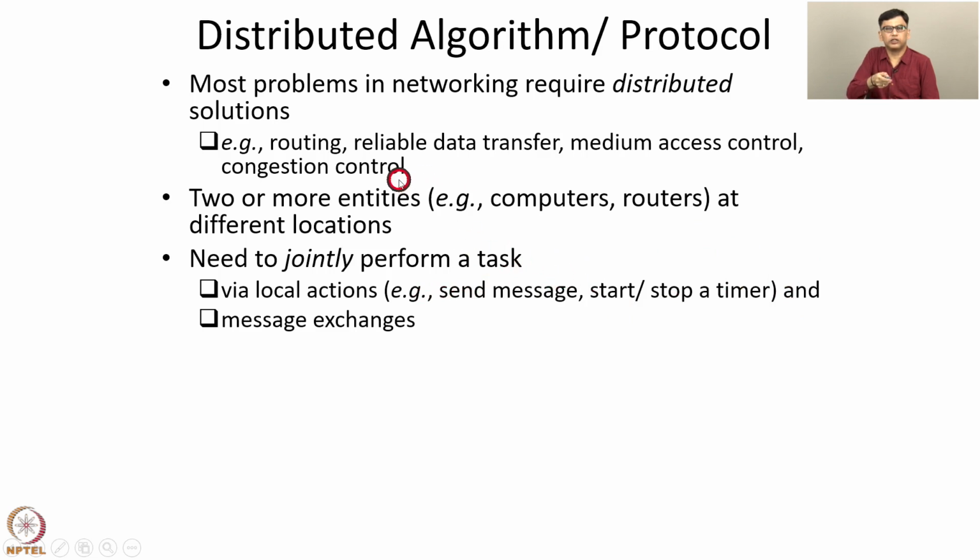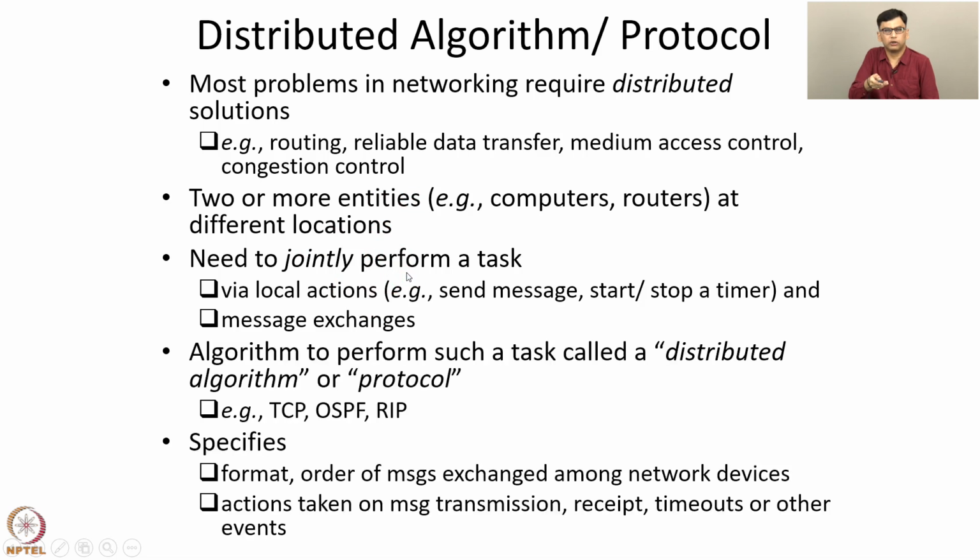This is a distributed algorithm, an algorithm which accomplishes such a task. Two or more entities at different locations exchange messages among themselves, and they perform some actions to accomplish a task jointly. Such an algorithm is known as a distributed algorithm or protocol. So an algorithm to perform such a task is called a distributed algorithm or protocol.